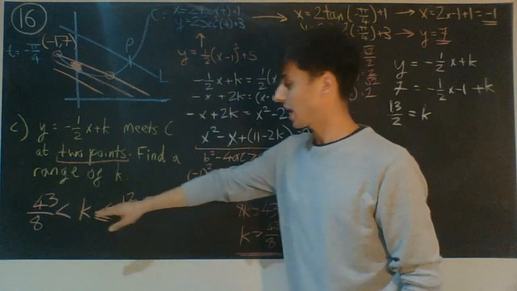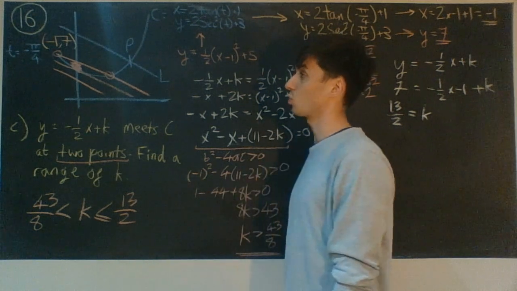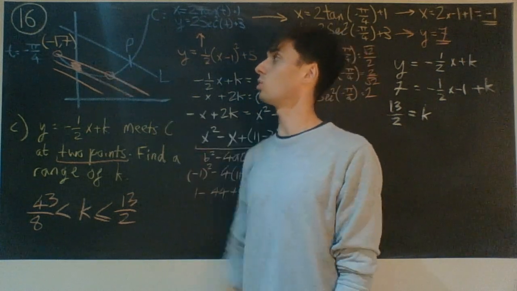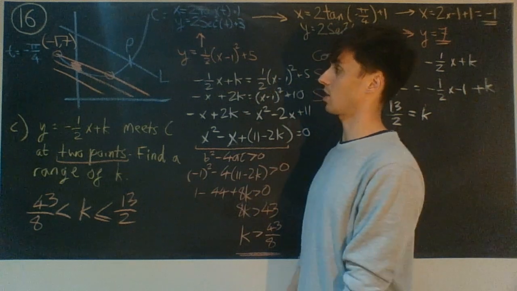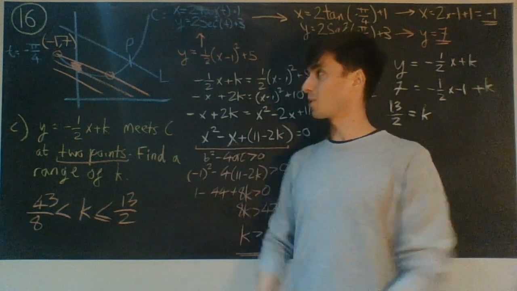As long then as our k is between 43 over 8 and 13 over 2, we're fine. We have 2 solutions to this equality, meeting C at 2 points. And that is part C done.